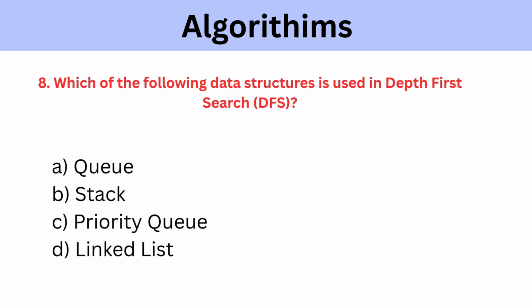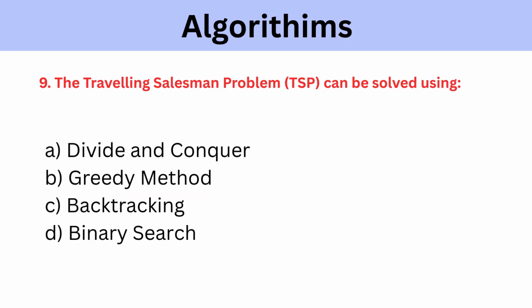Which of the following data structures is used in depth first search, DFS? A. Queue. B. Stack. C. Priority queue. D. Linked list. The correct answer is option B, stack.